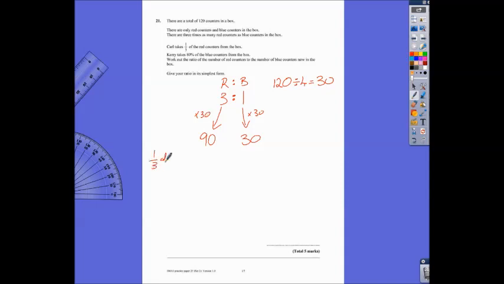A third of 90, so that just means divide by 3. Again, use a calculator if you're struggling with that in exam conditions. Gives you 30. So if we take 30 off that, we end up with 60 red counters in the bag. 80% of 30, again, like we did earlier, we're going to use a multiplier. So 0.8 times 30 would give you 24. So if you're taking 24 blue counters out of the bag, that would leave you with just 6. So the ratio is 60 to 6. Now obviously both of those can be divided by 6. If you divide those by 6, you get 10 to 1.